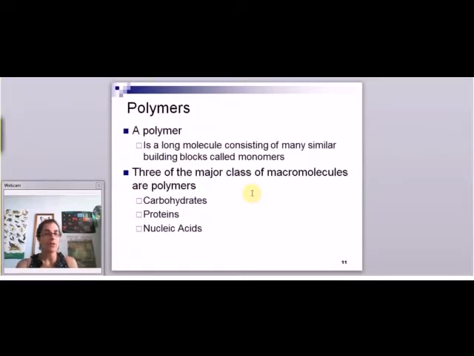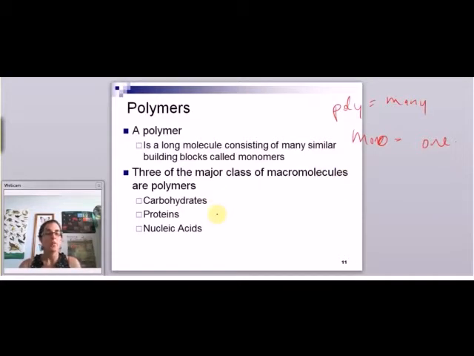A polymer is a long molecule that consists of many repeating units, and these repeating units are called monomers. So remember that, hopefully maybe you've heard this before, poly means many, and mono means one. So we're building a polymer, many units, by connecting one unit at a time.